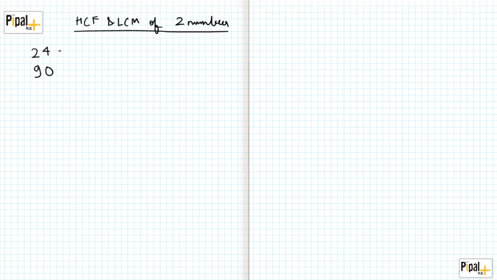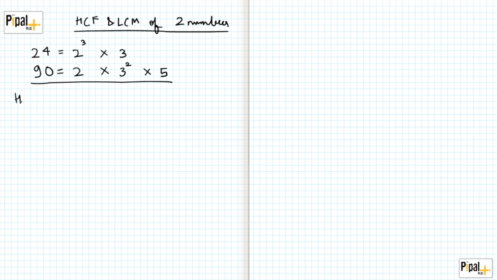So I've got these two numbers and let me use the prime factorization method to figure out both the HCF and LCM of both these numbers. So 24 is 8 times 3, 8 is 2 cube times 3. So this is the prime factorized 24. Now 90 is 10 into 9, 10 is 2 times 5, so 2 into 9, which is 3 squared, into 5. So this is the prime factorization of 90.